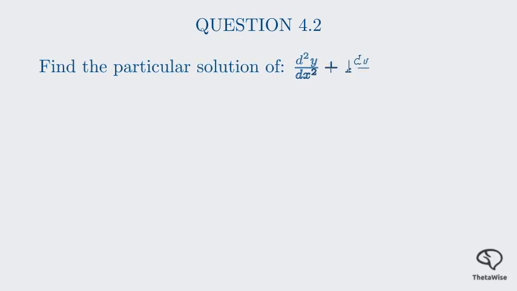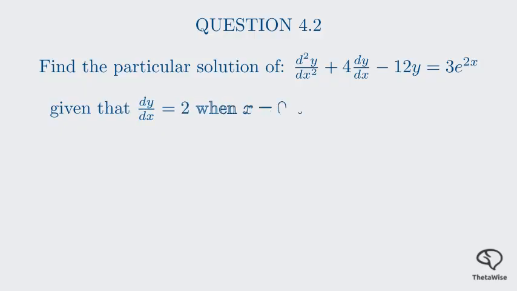Question 4.2 asks for the particular solution of d squared y by dx squared plus 4 dy dx minus 12y equals 3e to the power of 2x. We are also given two initial conditions: dy dx equals 2 when x equals 0, and y equals 1 when x equals 0. This is a second-order differential equation because of the d squared y by dx squared term. It is a linear, non-homogeneous equation with constant coefficients.